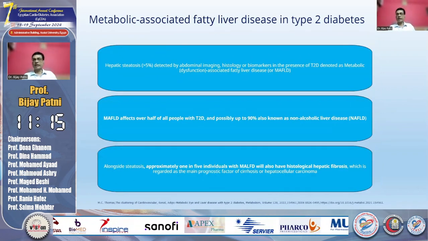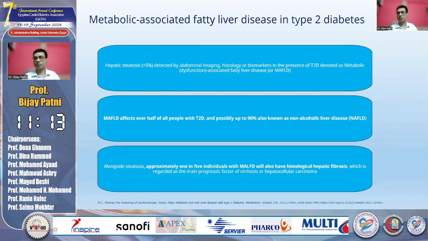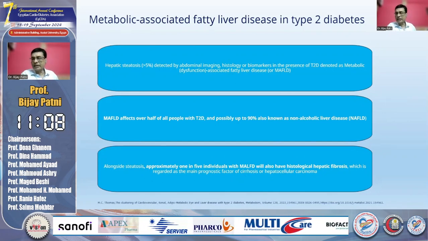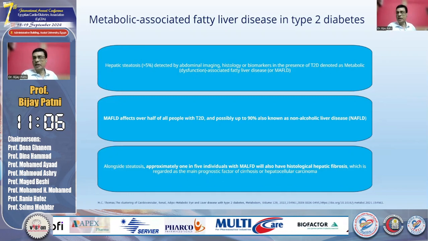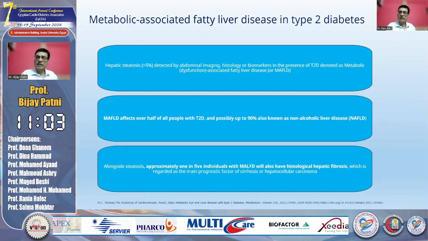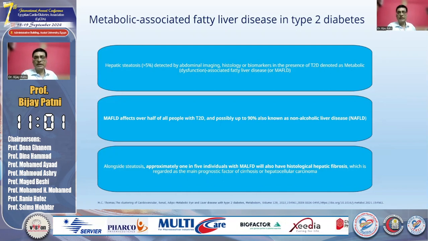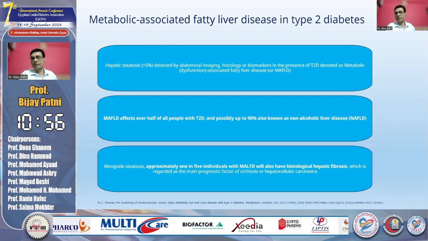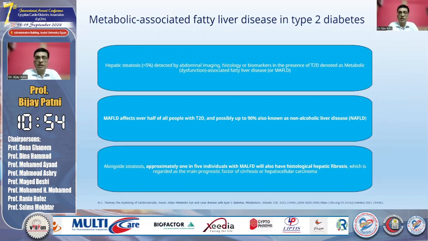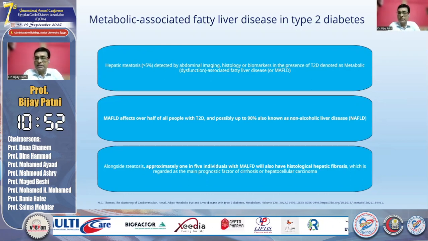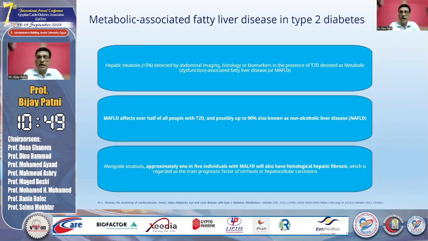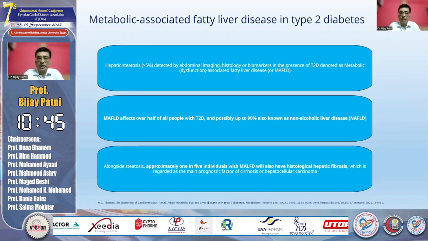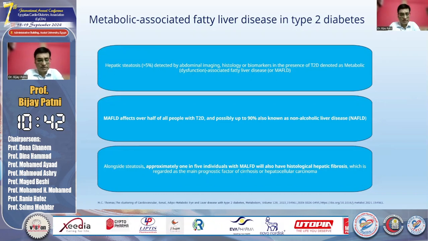Next, we pass on to the metabolic associated fatty liver disease in type 2 diabetes. What we are aware of is that hepatic steatosis, or fatty liver, where more than 5% of the cells of the liver are involved, can be detected early in the disease by various modalities like abdominal imaging, histology or biomarkers in the presence of type 2 diabetes. And there, the disease per se is known as metabolic dysfunction associated fatty liver disease.